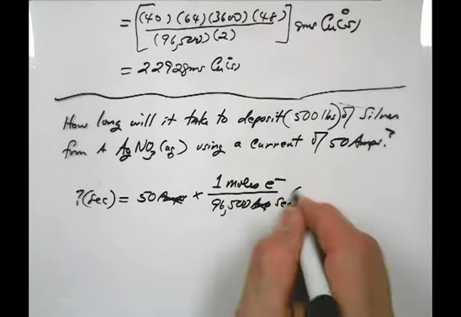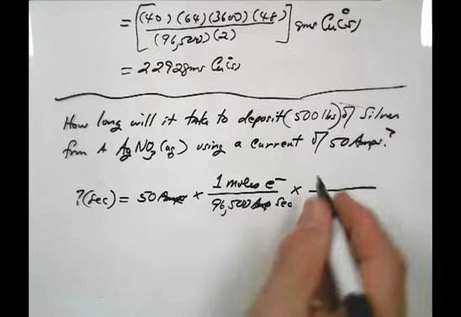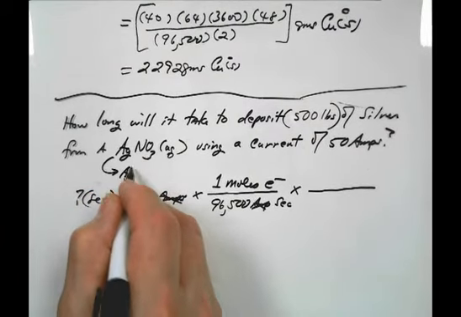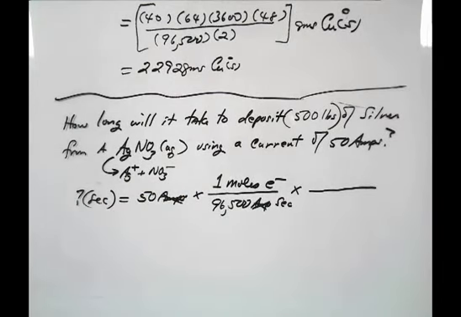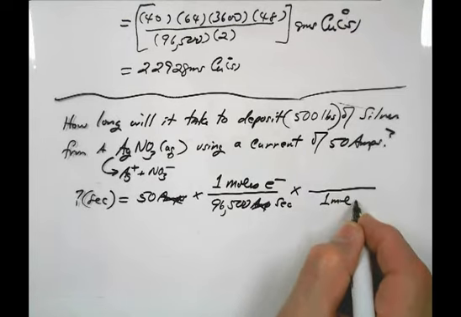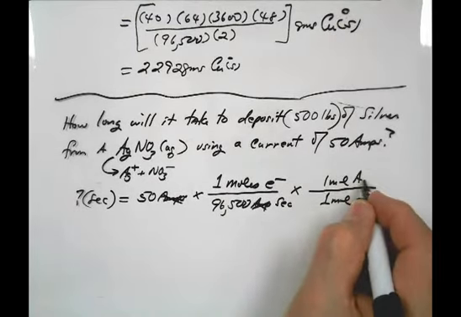Now I've got to reduce my silver. How many moles of electrons to reduce 1 mole of silver? Well, silver is a +1. Okay? Because silver nitrate gives you a silver and a nitrate ion, like that. So it's going to take 1 mole of electrons for 1 mole of silver metal.